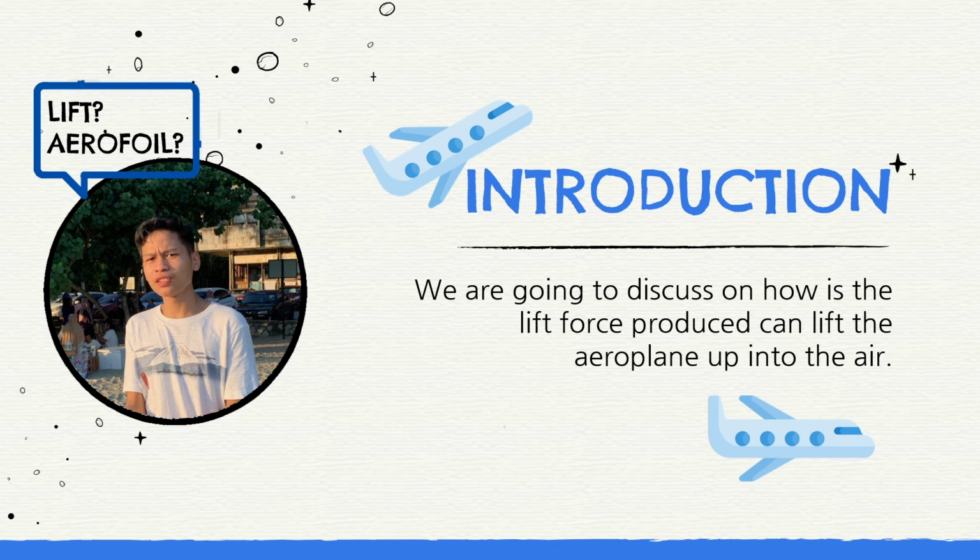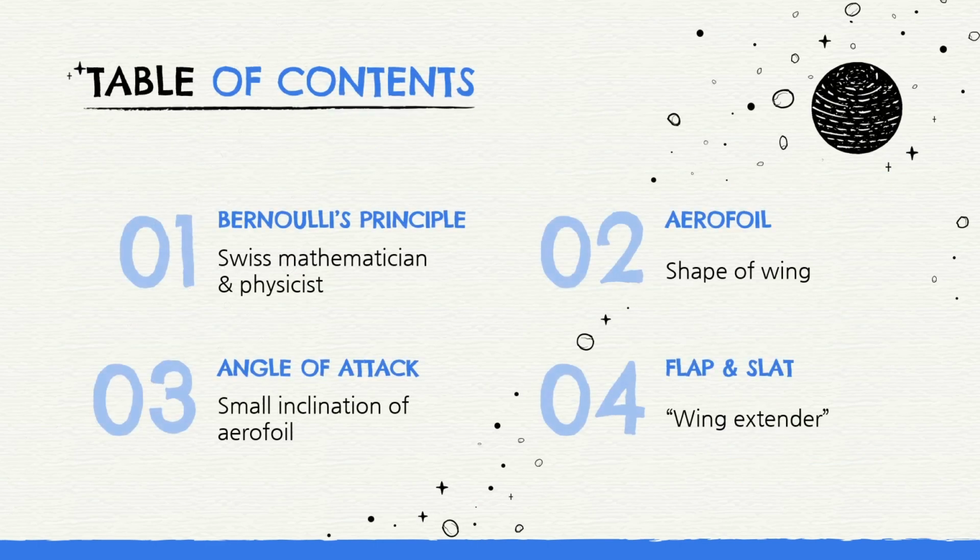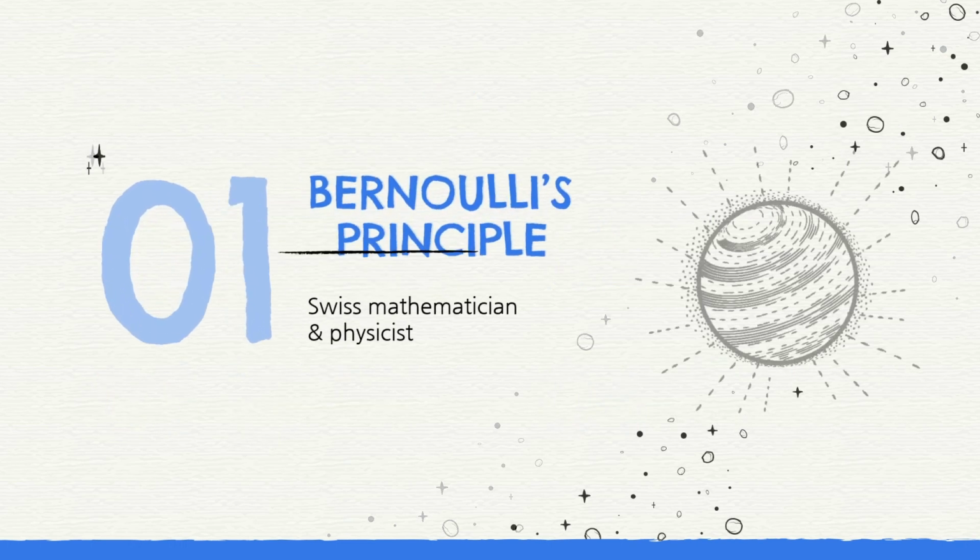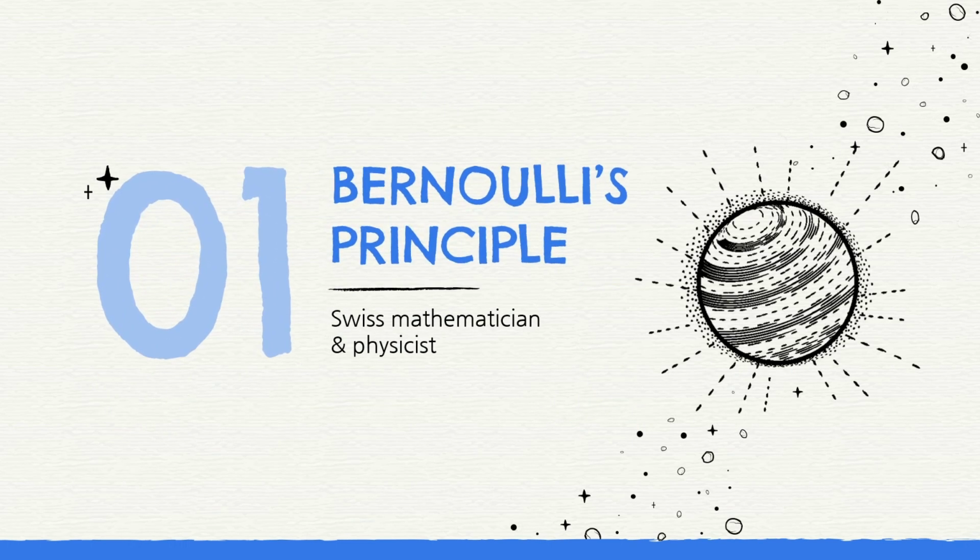Before you go for a trip to Paris, Los Angeles, London, Korea or other parts of the world, we have to understand first the physics that lies behind them. Today we are going to look at Bernoulli's principle, the aerofoil, the angle of attack, and last but not least, the flap and slat. Without further ado, let's look at Bernoulli's principle.